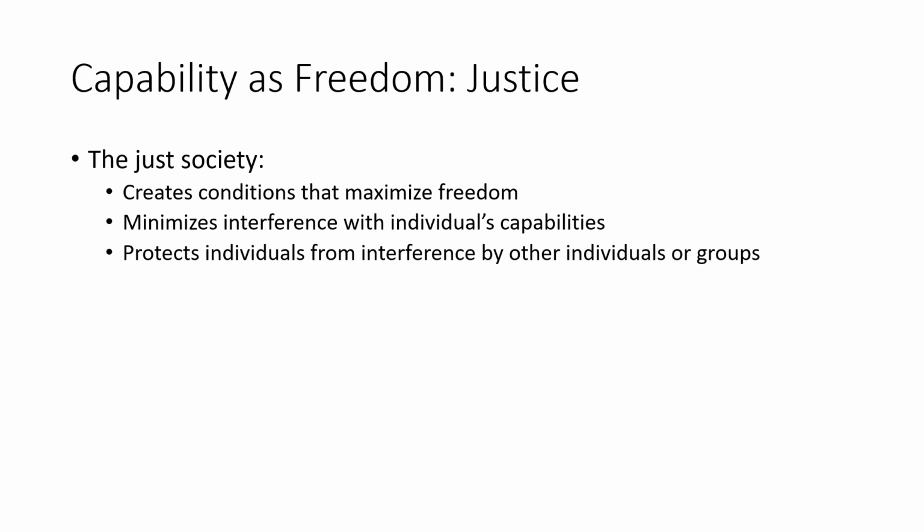The just society minimizes its interference with individuals' capabilities, so it doesn't take away from the people that have benefits just to spite them, and it protects individuals from interference from other individuals and groups, so long as they're not harming others. One of the great tragedies of human existence has been the domination and exploitation of the minority by the majority. And the United States and other liberal democracies do a very good job, relatively speaking, relative to history, of protecting the minority from the majority.